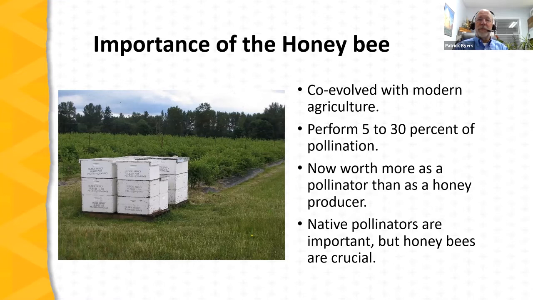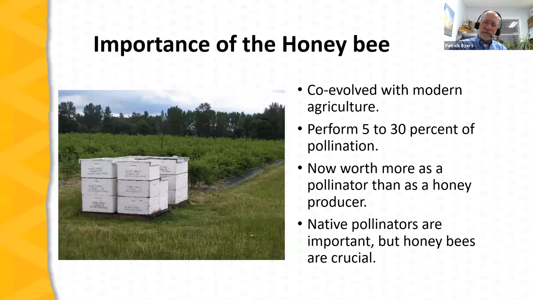Honeybees perform 5 to 30% of pollination. It's been estimated that 1 in 10, or perhaps even more than that, mouthfuls of food that we eat is there directly as the result of honeybee pollination. And in fact, if we look at the value of honeybees in agriculture, they're worth more as pollinators than as honey producers. And again, native pollinators certainly have a role to play, and we want to recognize that. But honeybees are crucial, partly because honeybees can be managed and partly because honeybees can be moved. And a little bit later on, we'll talk about migratory beekeeping and migratory pollination.